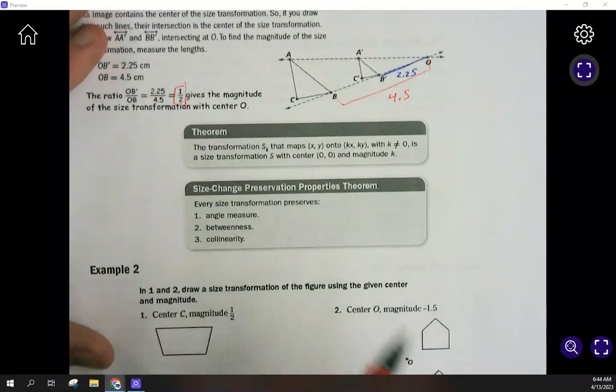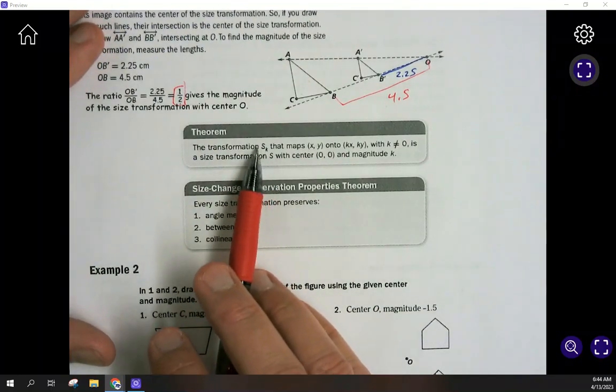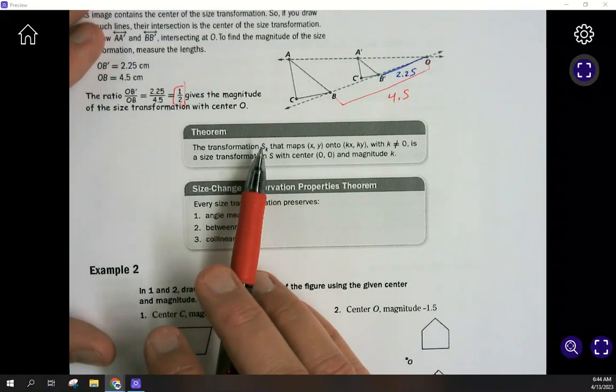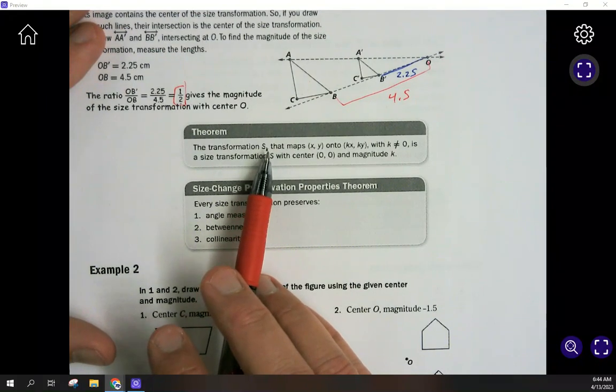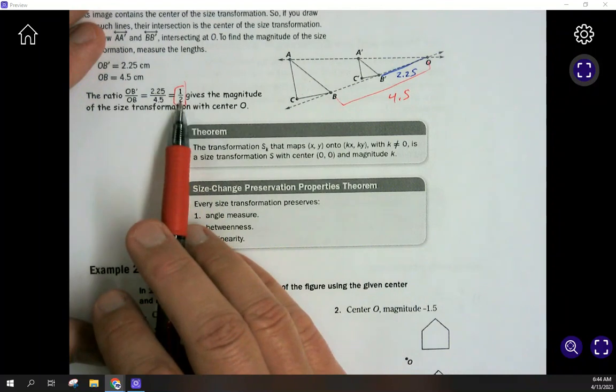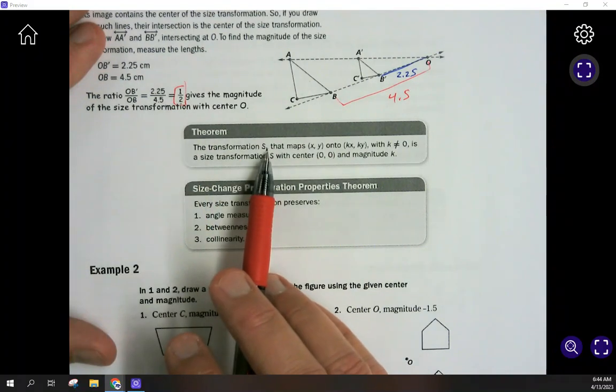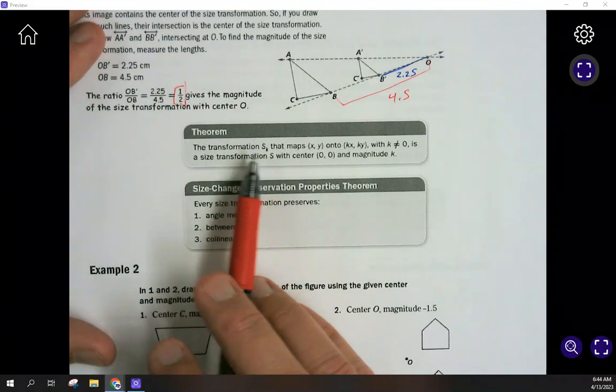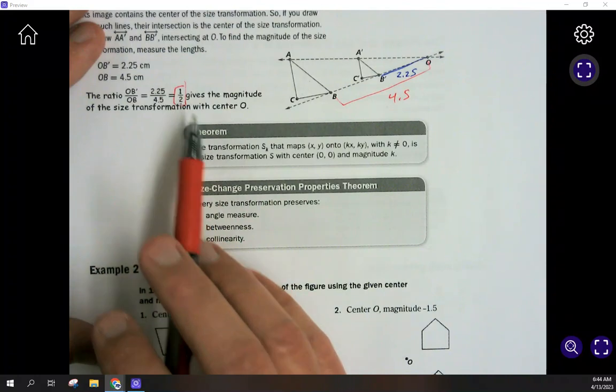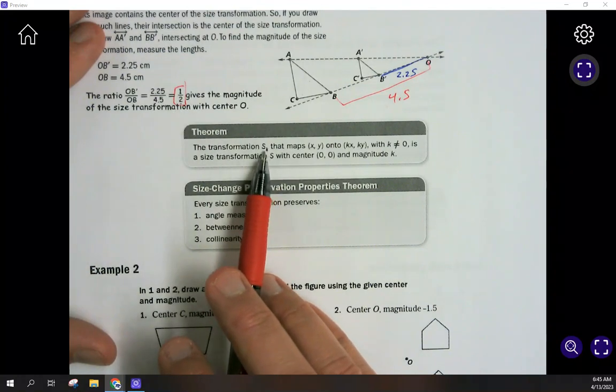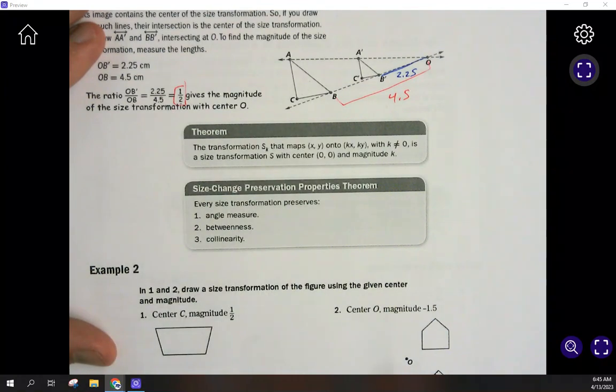All right, so real quick, the theorem, just so we're used to the notation again. When you see this big S with the little k, S means there was a size transformation, and k is the magnitude. So that would be like the 1/2 right here. If it's bigger than 1, that means it's enlarging. If it's a number between 0 and 1, like 1/2, it means it's getting smaller. It can also be a negative, and we're going to look at that down here.